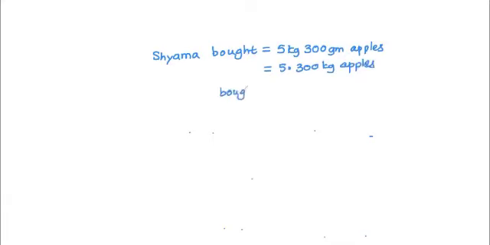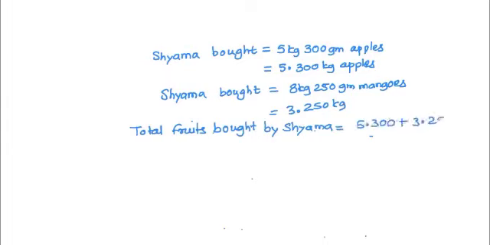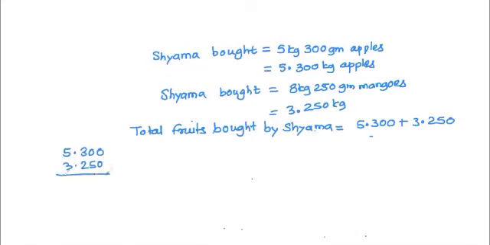She bought 3 kg 250 gram mangoes. It can be written as 3.250 kg. So total fruits equal to 5.300 plus 3.250. Okay, we have to do that vertically to ensure that we have aligned the decimal point. So align 250 and 3. We'll add them: 0, 5, 5, 8. So the total fruit bought is 8.550 kilograms of fruit. That is what Shama has bought.